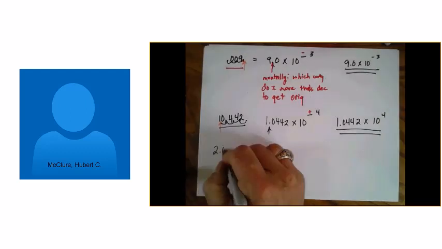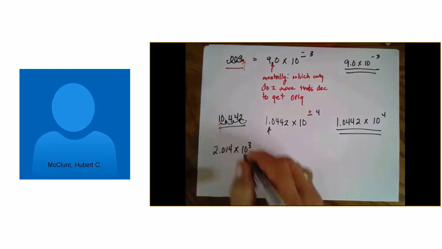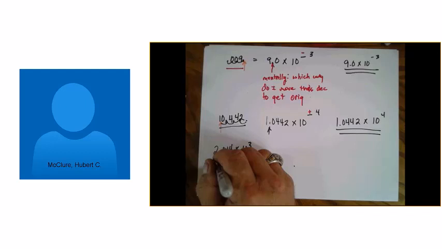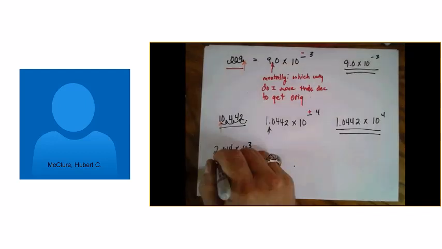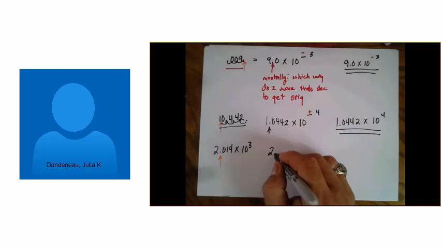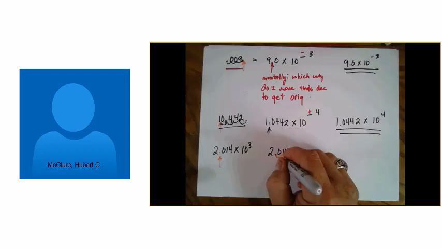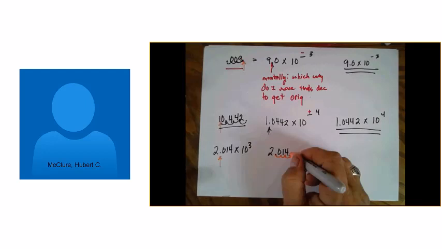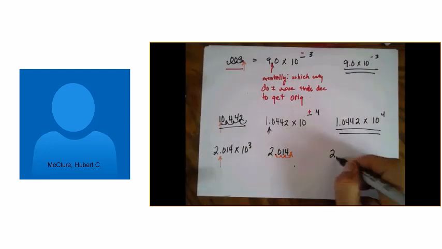2.04 times 10 to the 3rd. Well, that means this is positive, so I've got to move this decimal. What does positive mean in mathematics? To the right or to the left? Means to the right, Hubert. That's right. 1, 2, 3. So there's my new decimal, and that means 2014.